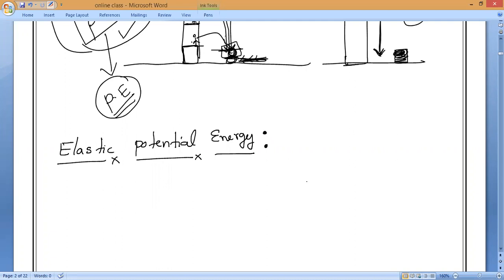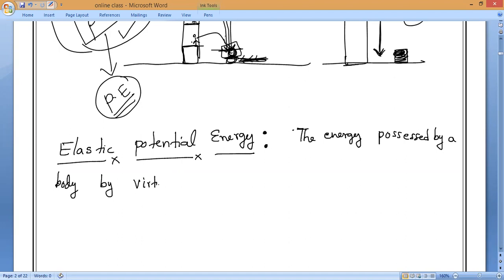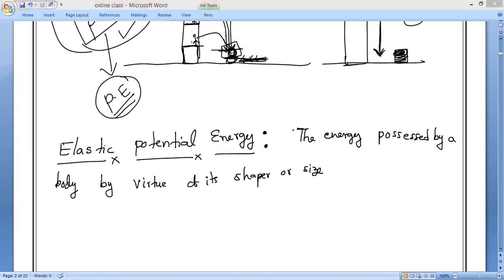Take the notes. The energy possessed by a body by virtue of its shape or size.